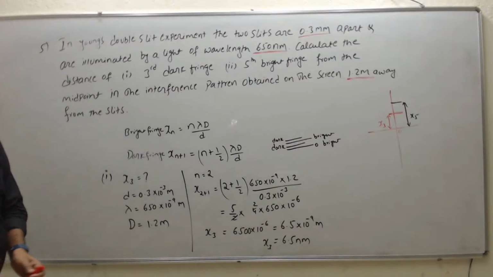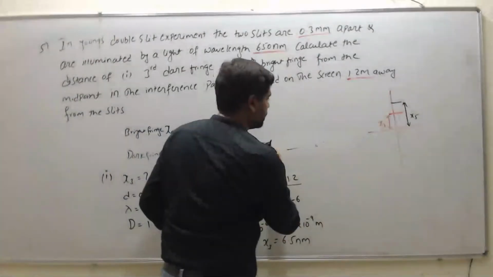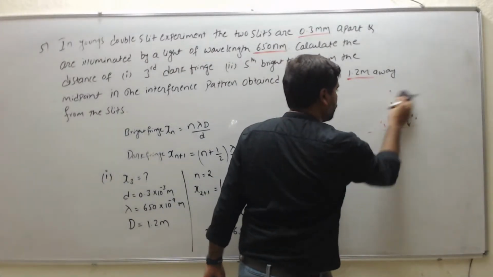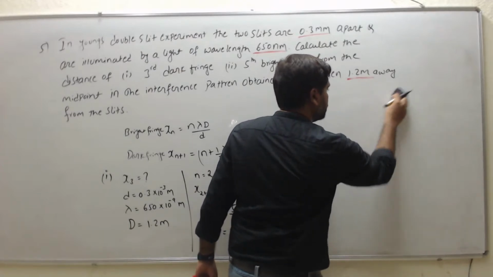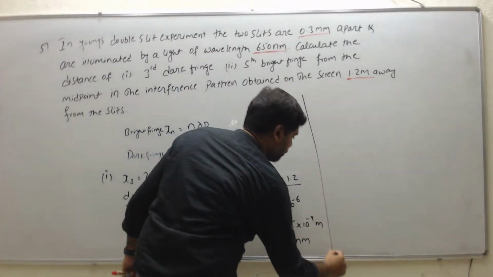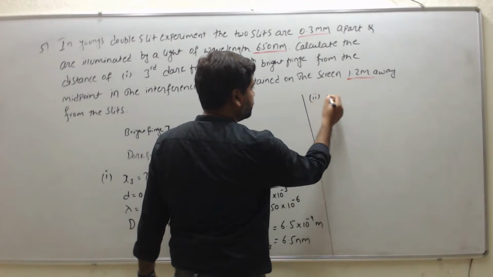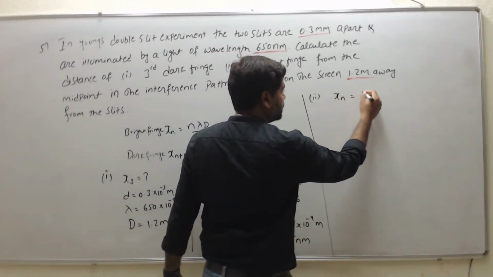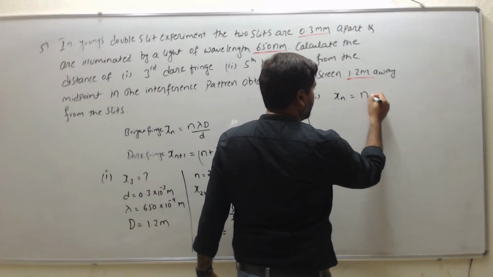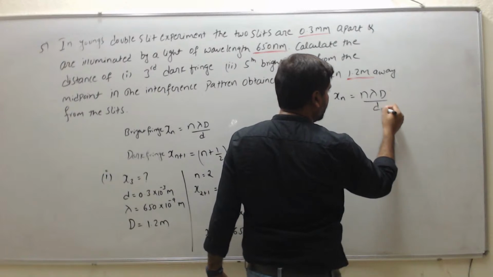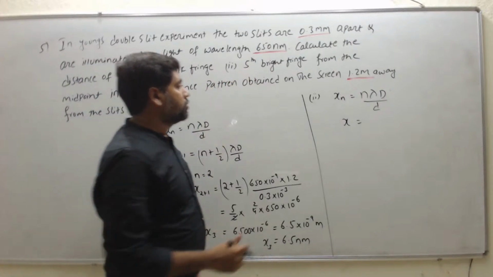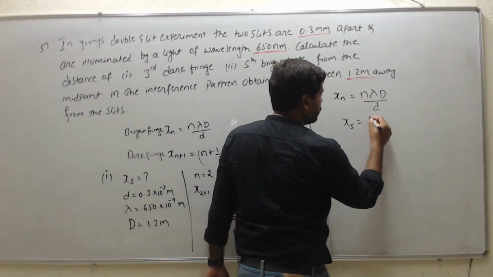So move to the second case. That is, we need to find the bright fringe. So for the bright fringe, for the second case, we have xn is equals to n lambda D divided by d. So here we need to find, the n value is 5. That is the fifth bright fringe. So n value is 5.